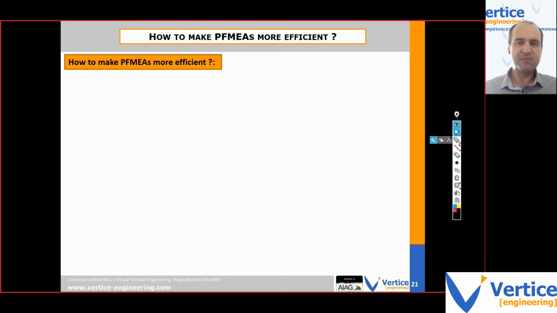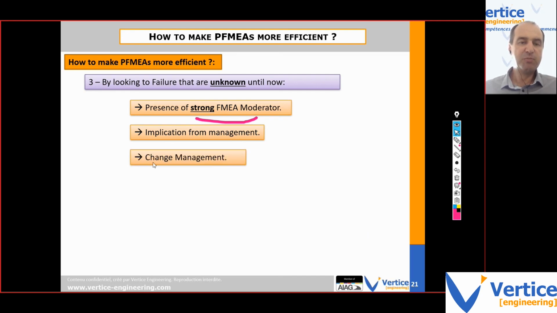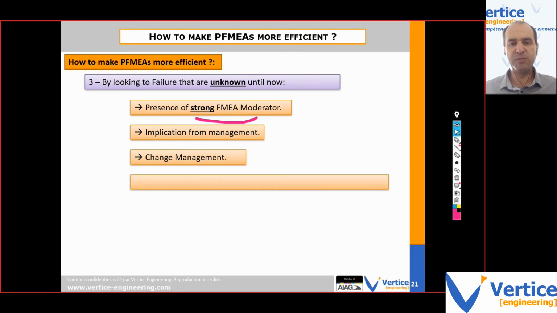How can they be addressed? Well, there is no secret. The best way to address this is to have a strong FMEA moderator that will keep people involved, interested, and motivated with the right questions. The second best way is to have management involved, and to have proper change management as well, because process FMEA has to be deployed and the associated change has to happen.